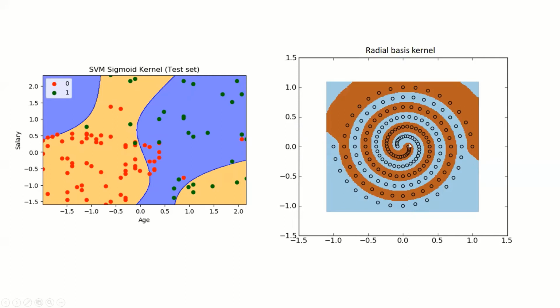There's a radial basis kernel, and you can find SVM solving these really strange problems. So SVMs can produce really weird and wacky boundaries. So that's enough of that.